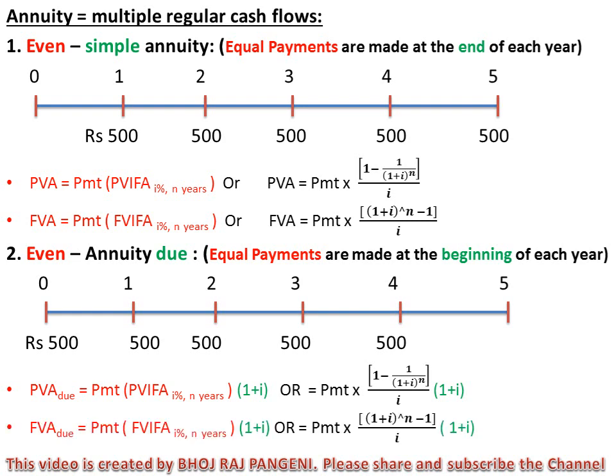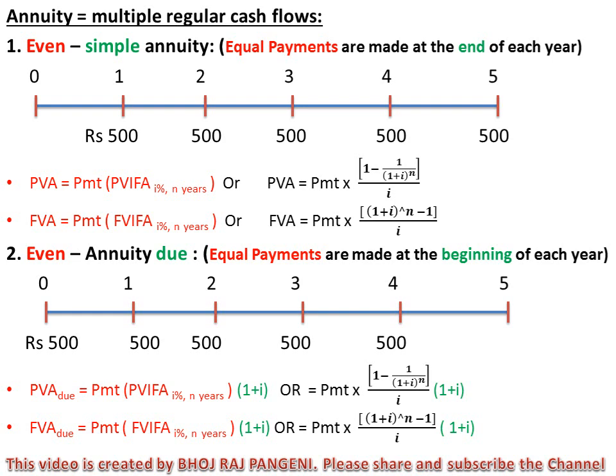So now this is the time to find out the FVA due. FVA due equal to PMT FVIFA I% n years into 1 plus I. Again, it is multiplied by 1 plus I. And the other formula also you can use without a financial table, and again you have to multiply it by 1 plus I. So pay attention to this formula. Be sure that if it is an annuity due, then you have to multiply it by 1 plus I. Always remember that.